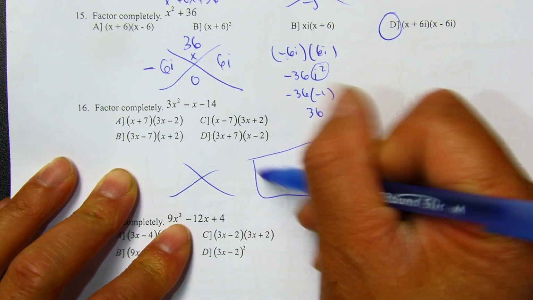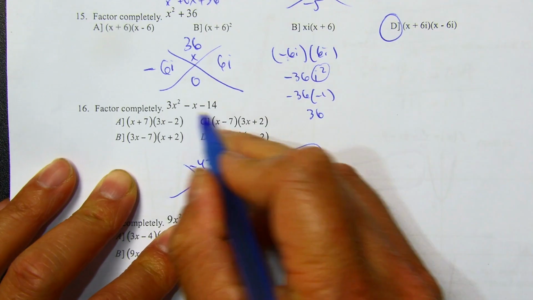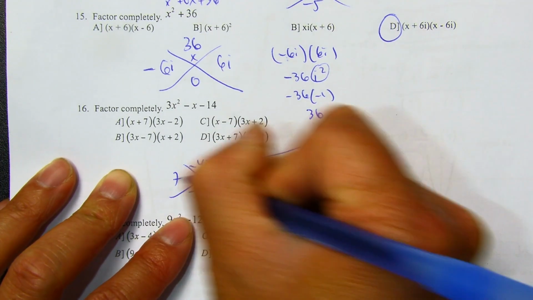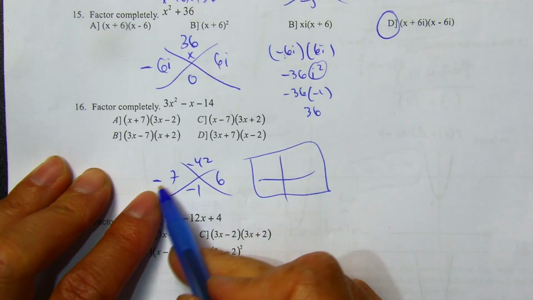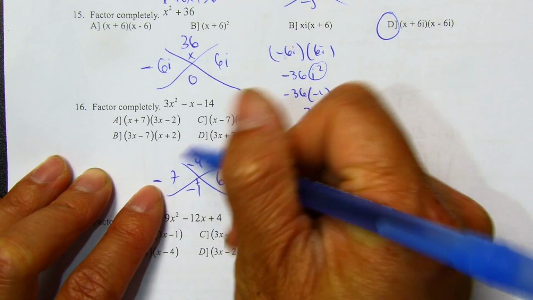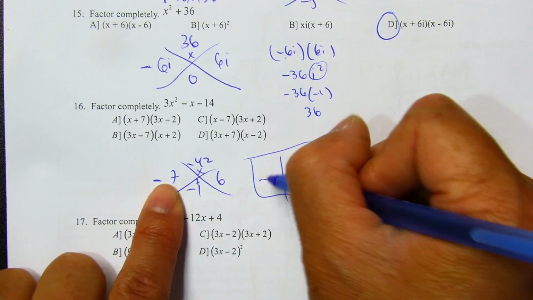Number 16, a value is 3, so I'm going to use both my x and my box. A times c, negative 42, b value is negative 1, negative 7 and 6. Bottom left, top right.